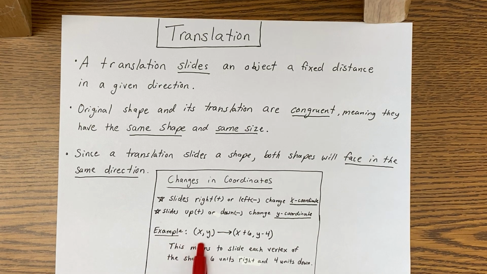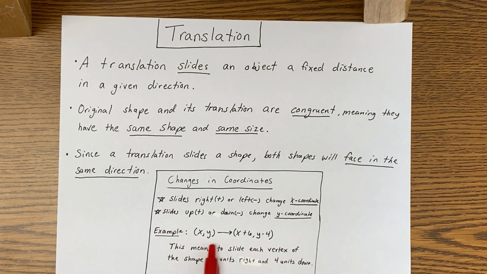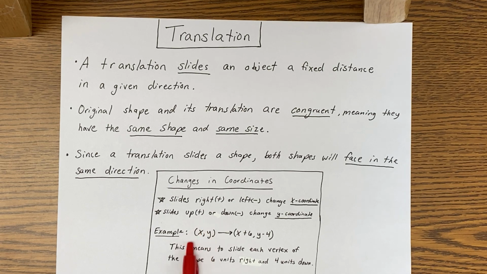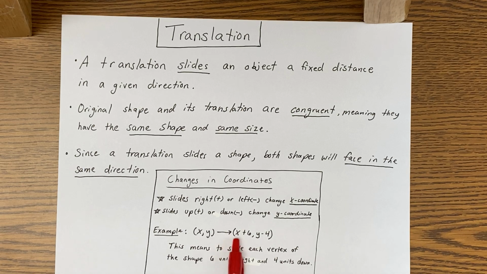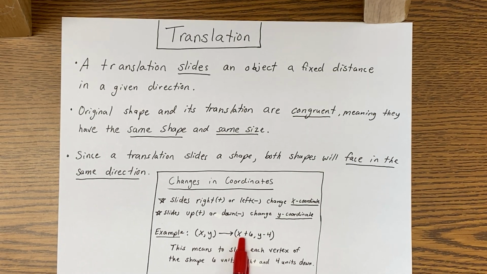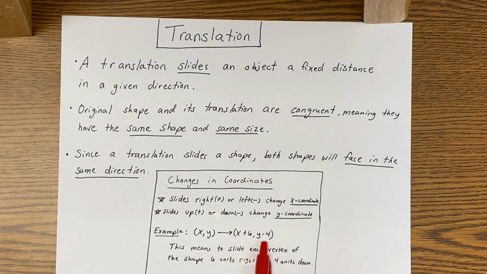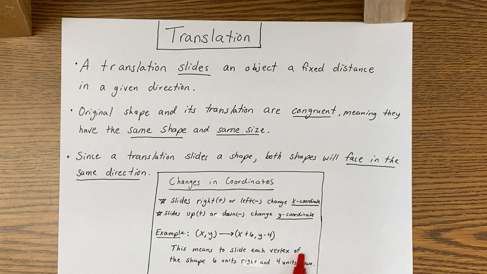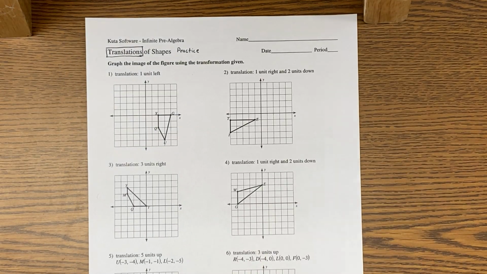So here's an example of the notation that a translation might be written in. They'll say (x, y), so this means our original coordinates are going to shift or slide x plus 6, so that means right 6 units, and y minus 4, that means down 4 units. A little description says this means to slide each vertex of the shape 6 units right and 4 units down. Now we'll take a look at some examples here and see how this actually works.